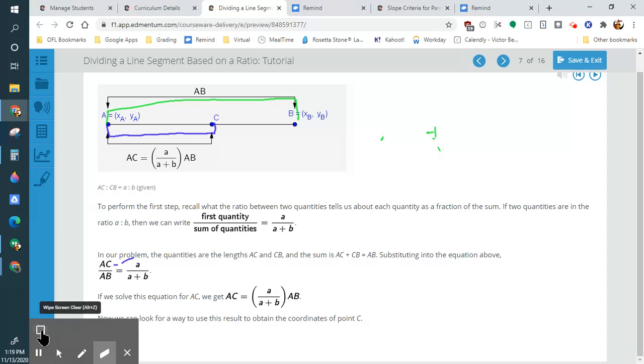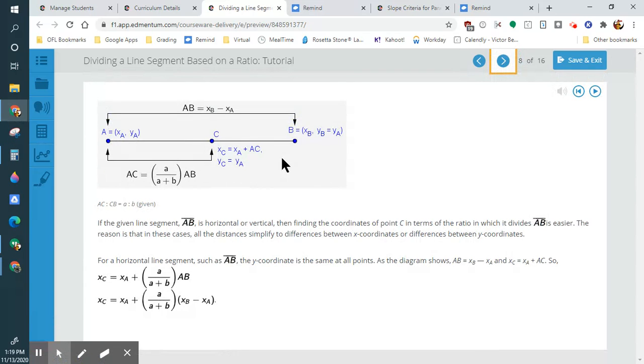I just realized I could have erased everything. So going on to the next one. And then this allows us to basically measure it out. So let's take it one step further.